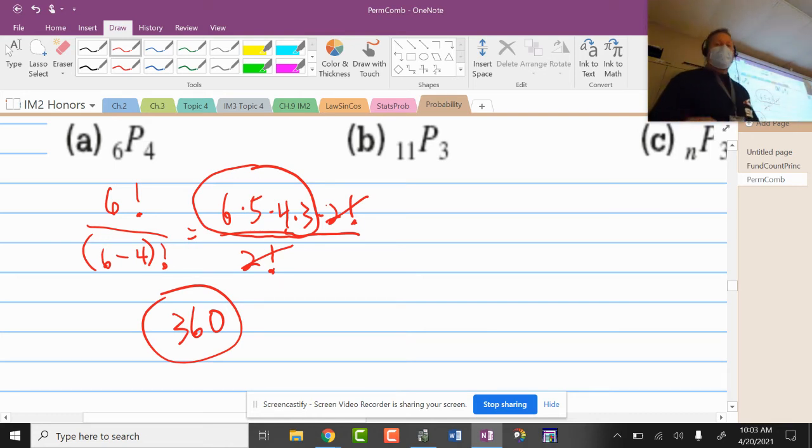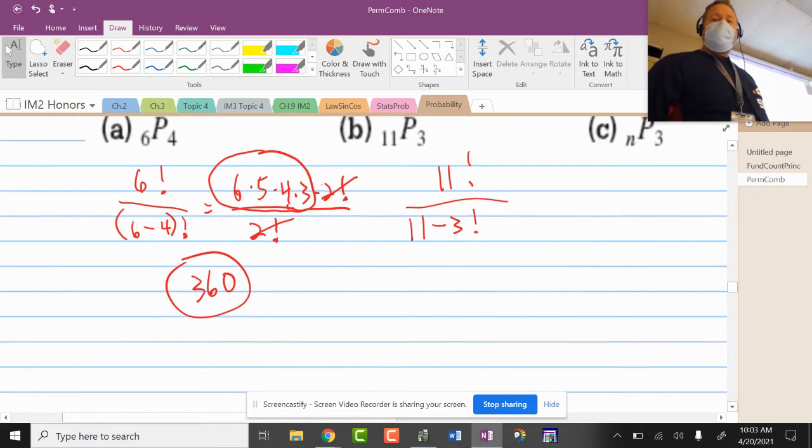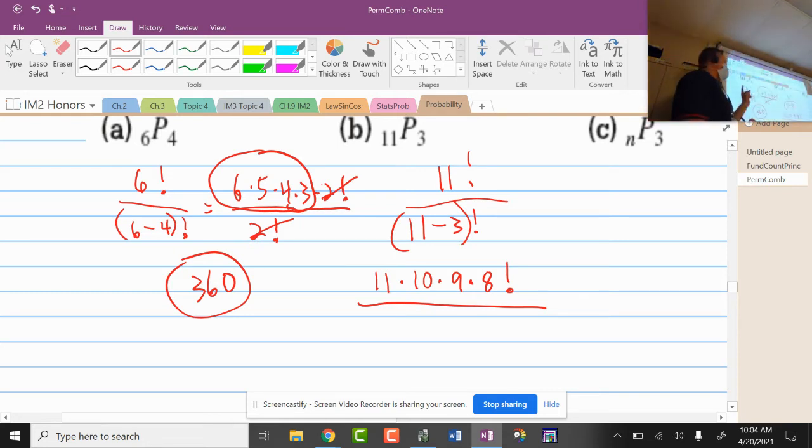Next one, not so much. 11 factorial over 11 minus 3 factorial. At minimum, this is what I want you to understand. 11 times 10 times 9 times 8 factorial over, sorry, that should be in parentheses, 11 minus 3, which is 8 factorial. That's why I stopped up at the top.